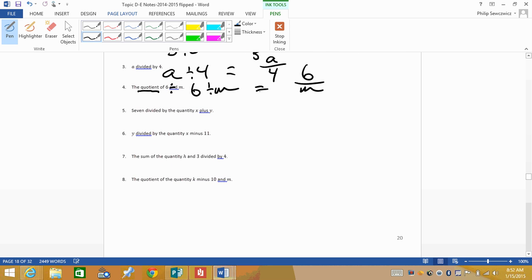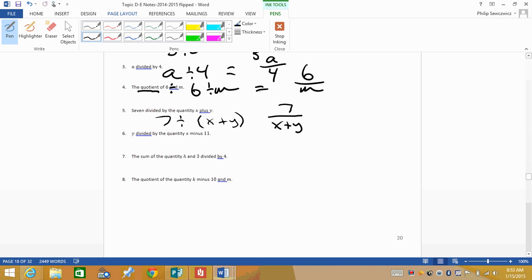All right, the good ones now. These are the ones that we're really after. 7 divided by the quantity x plus y. So 7 divided by quantity. Quantity means get ready to use parentheses. So, and then x plus y. So if we go ahead and write it out, there's your 7. We are dividing, and x plus y is in the denominator.